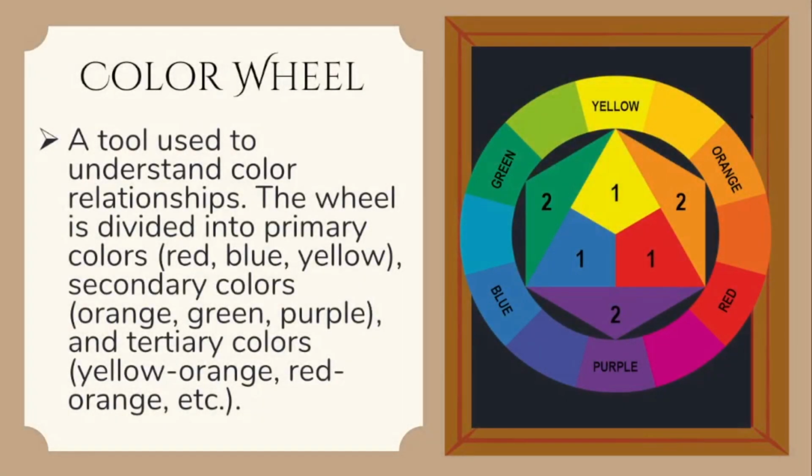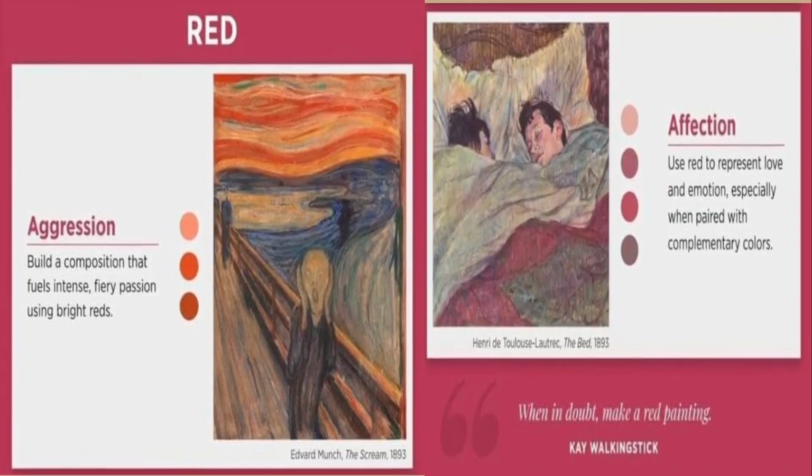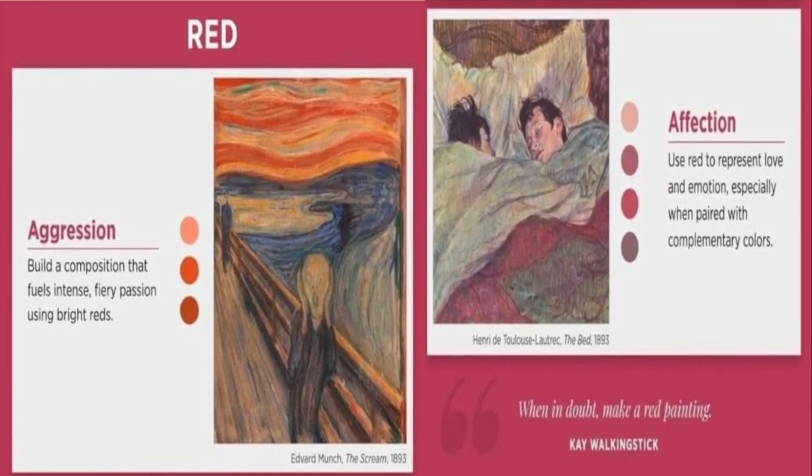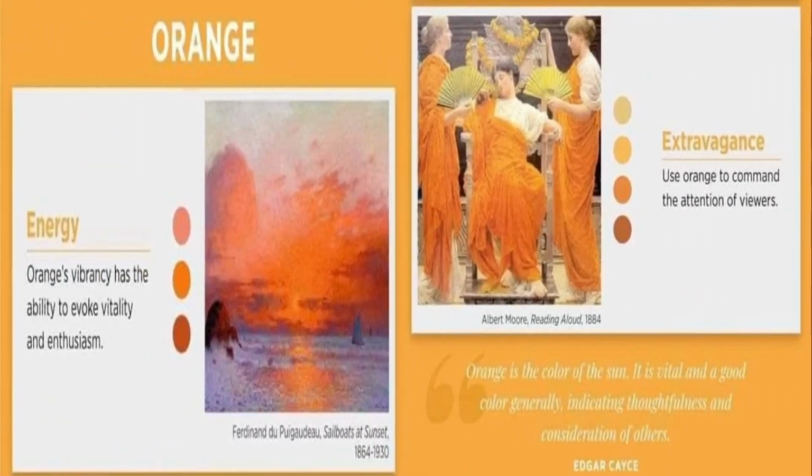Color wheel, a tool used to understand color relationships. The wheel is divided into primary colors: red, blue, yellow; secondary colors: orange, green, purple; and tertiary colors: yellow-orange, red-orange, etc. Red: passion, love, danger, anger, power. Example, Edvard Munch, The Scream, 1893; Henri de Toulouse-Lautrec, The Bed, 1893. Orange: energy and extravagance. Example, Ferdinand Dupuy-Godot, Sailboats at Sunset; Albert Moore, Reading Aloud, 1884.